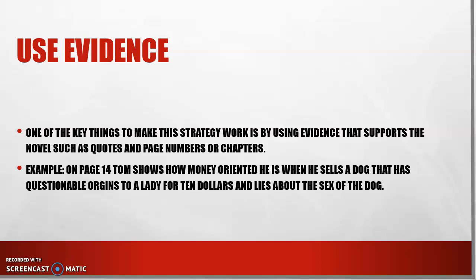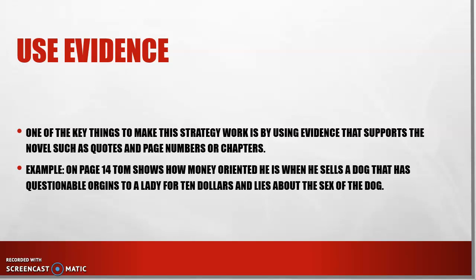So one of the key things to make the strategy work is using evidence that supports the novel, such as quotes, page numbers, or chapters. Example: on page 14, Tom shows how money-oriented he is when he sells a dog that has questionable origins to a lady for $10, and then he lies about the sex of the dog. This is a very clear statement for a topic, let's say, Tom is a very money-oriented person who loves nothing more than his own money.